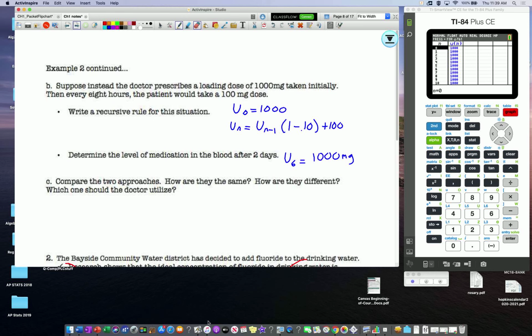The amount we started with was different. However, it is similar in that you do level off, where the long run value was 1,000 for each. It says which one should the doctor utilize? Honestly, it all depends on the medication. Can a person handle that loading dose or not? Okay. All right, that's all we have for the notes today.